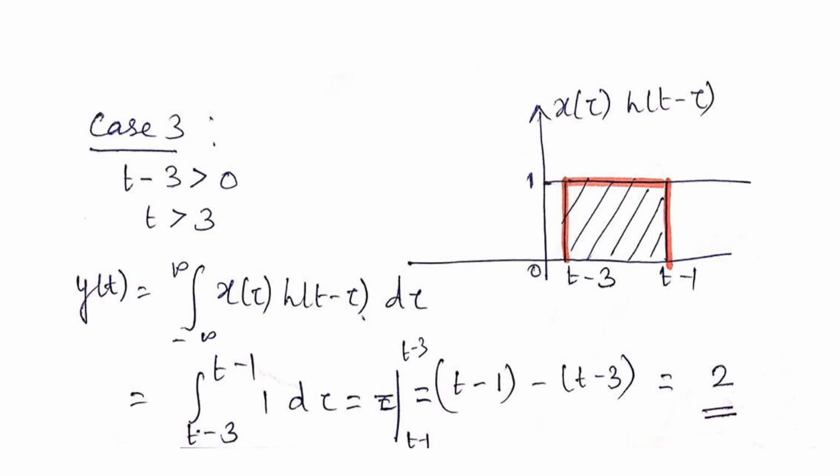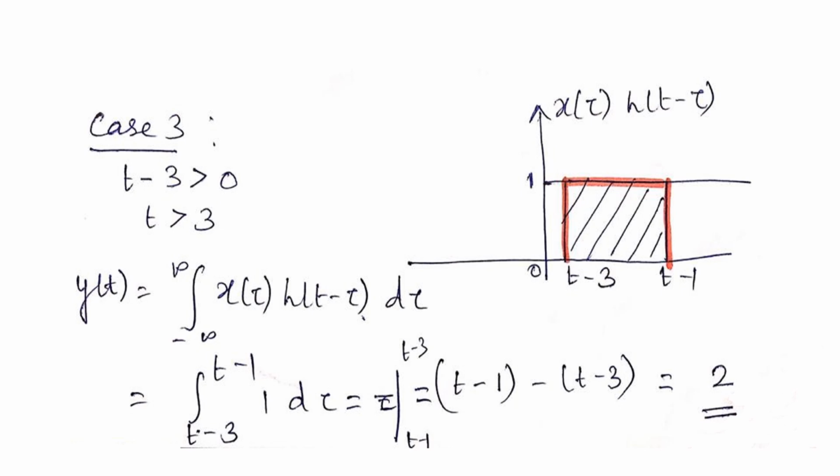So the edge, that is t minus 1, is definitely greater than 0. That remains as the earlier case itself. But what about the other edge, t minus 3? Here t minus 3 is also greater than 0. So this is the case which we are bothered about. t minus 3 is greater than 0, or t is greater than 3.